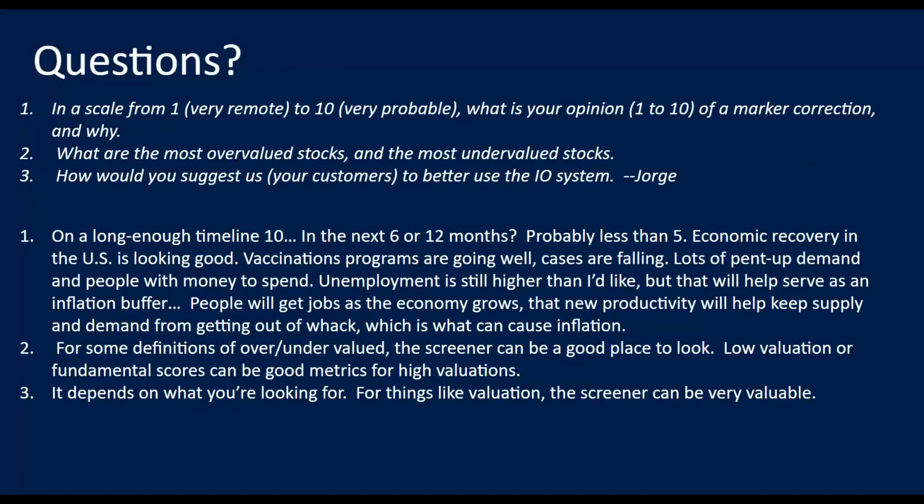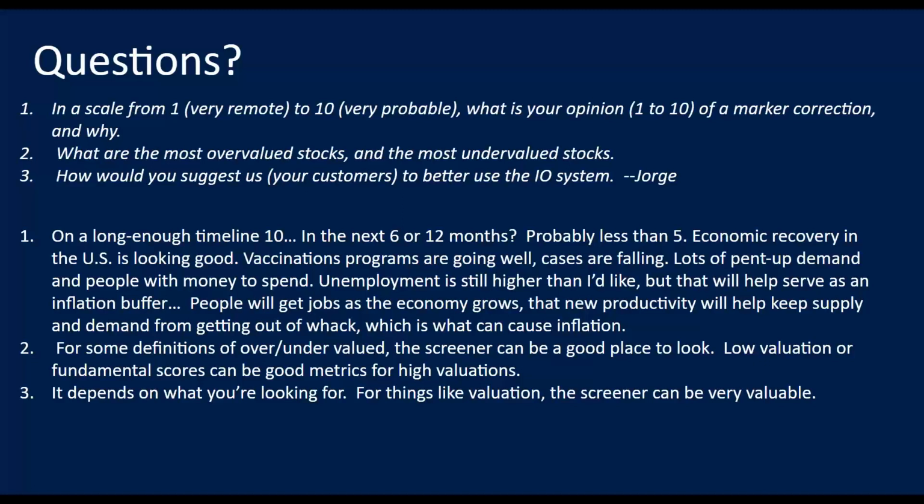All right, so on a scale of 1 very remote to 10 very probable, what is your opinion of a market correction and why? So again, this is a question of time frames, right? On a long enough timeline, it's a 10, right? On a long enough timeline, market correction is going to happen. If you're talking about the next 6 or 12 months, probably somewhere less than a 5.